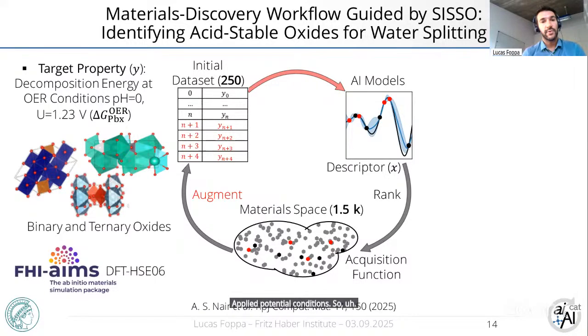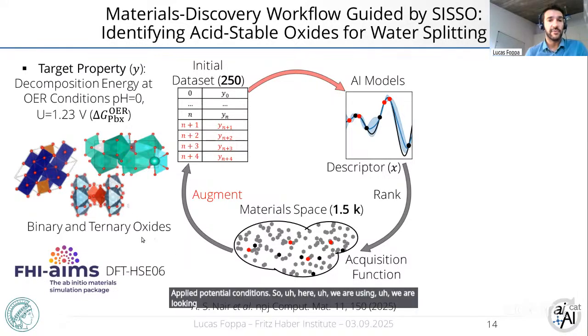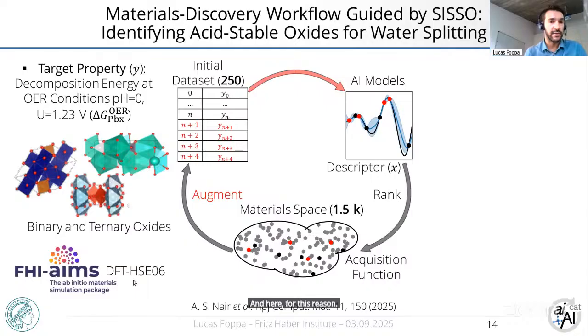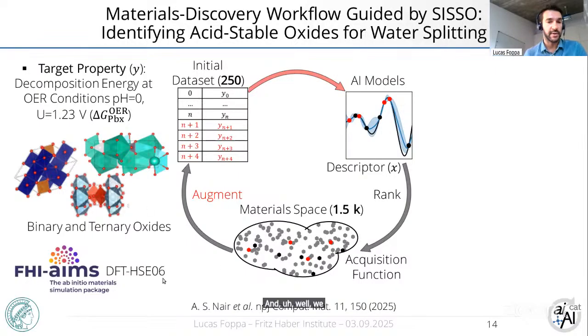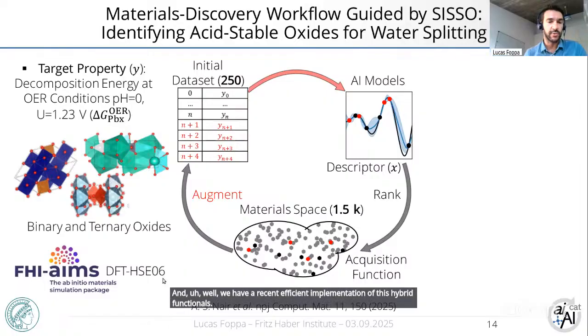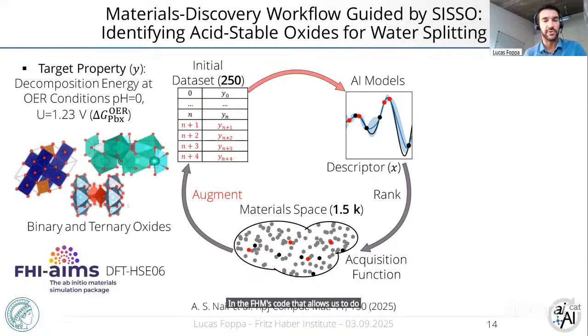So here we are looking at oxides. Many of them are not well described by standard DFT approaches, such as those based on the GGA approximation. For this reason, we are using DFT HSE06 calculations, also performed with the FHI-aims code, so very accurate calculations. And we have a recent efficient implementation of these hybrid functionals in the FHI-aims code that allows us to do this very efficiently.